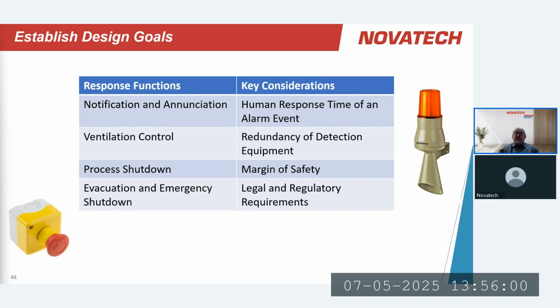Do I need redundancy? Because it's so critical that I can't rely on a single point. Maybe we'll have multiple point detectors with a voting function. In other words, trigger an alarm if 2 out of the 3 detectors in this zone sense anything above 20% LEL, things of that nature. Margin of safety, again, there may be legal requirements or specific regulations, whether they be company regulations or jurisdictional, provincial, federal, etc., that may stipulate certain actions take place.